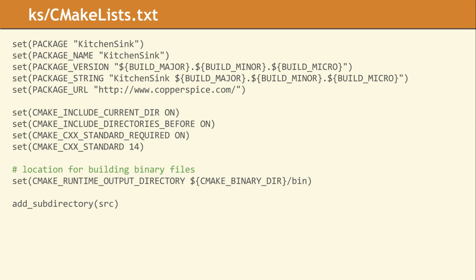We also set that we wish a standard compliant compiler and that it make available the C++14 standard. We then set the output location where binary files will be built. And finally, we call add subdirectory so that the CMake file in the source subdirectory will be read.